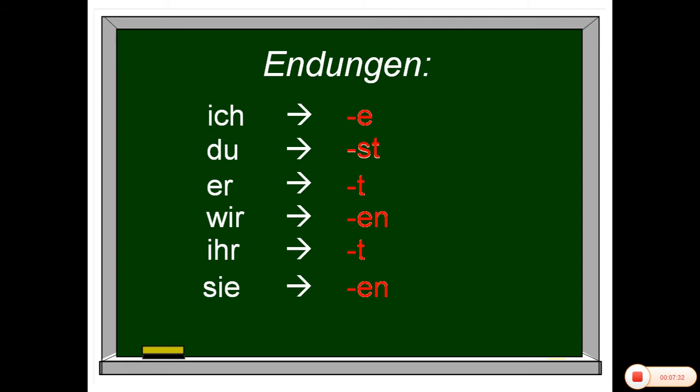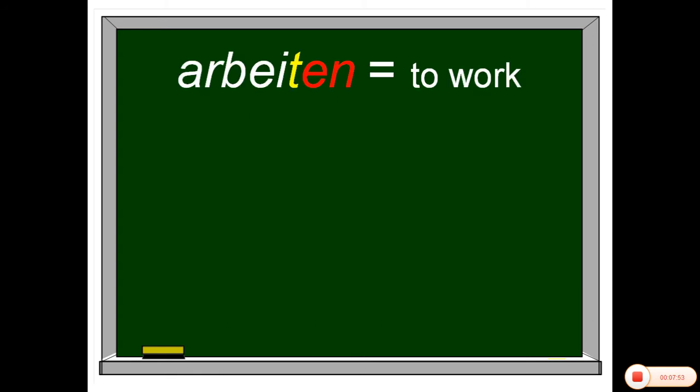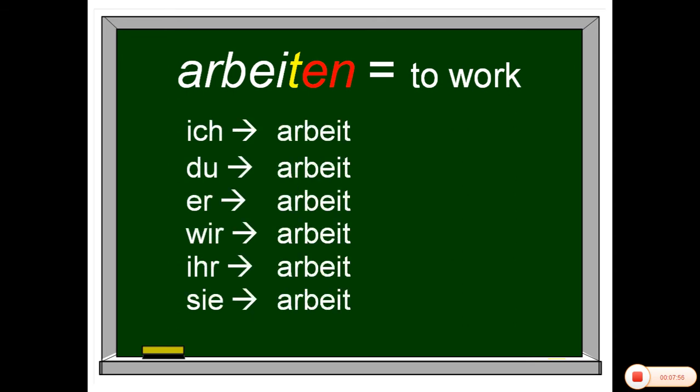So earlier, these were the normal endings, right? But now what we are learning: if the root of the verb ends with T, D, M, N, then we need to add another E to the du, er/sie/es and ihr forms. So it will become est, et and et. What will be the conjugation of arbeiten? The root arbeit ends with T, so we need to apply this new rule. Ich arbeite, du arbeitest, sie arbeitet, wir arbeiten, ihr arbeitet, sie arbeiten.